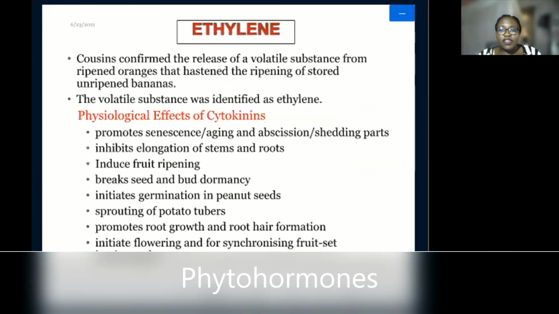And then we have now the ethylene. Ethylene usually is volatile, it's gassy. The Cousins confirmed the release of volatile substances from ripened oranges and hastened the ripening of stored and ripened bananas. So this volatile substance is produced by ripening fruits. And that is now the one that is being used today in biotechnology too. You know, you expose your bananas, you expose your avocados, you expose your oranges to this gas that is artificially made nowadays so that you can facilitate fruit ripening.